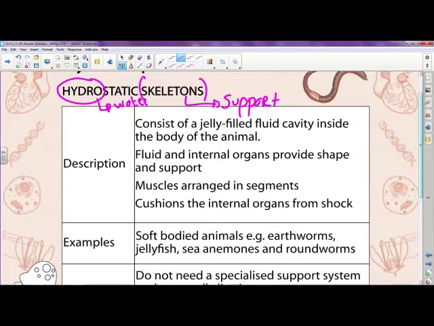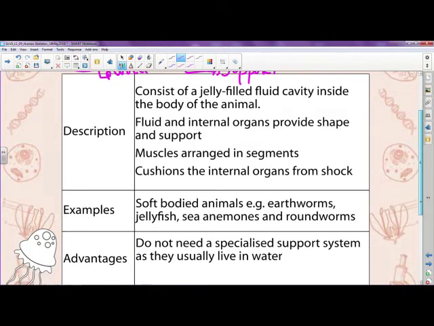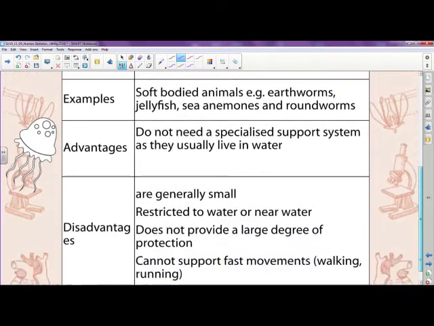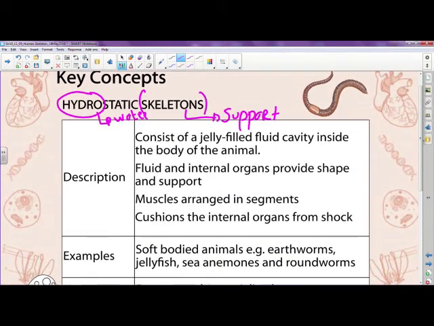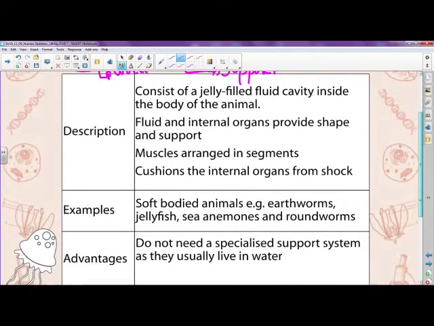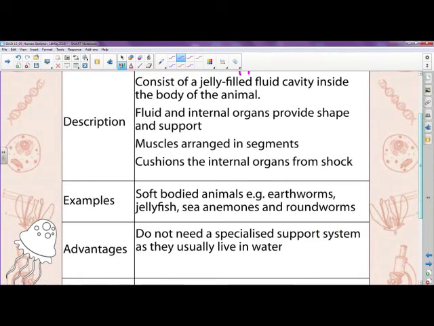And what is that? They have water. It's a water-based cavity. If we have a look here at the earthworm, examples that I could also put over here are the jellyfish, and sea anemones. Those of you who've watched Nemo, they look like little plants, but they actually are animals, and they're very simple. They are soft-bodied.